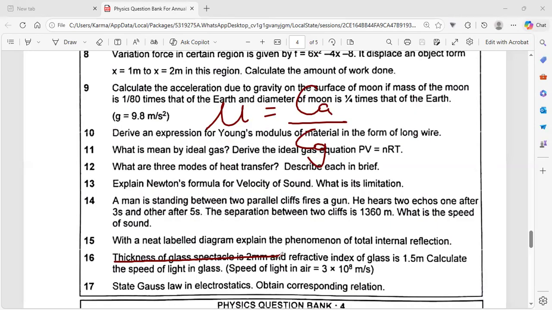State the Gauss law of electrostatics and obtain the corresponding relation. Total flux over the hypothetical surface, which includes the charge, is equal to the algebraic sum of all the charges enclosed by the surface. That's what Gauss law states.